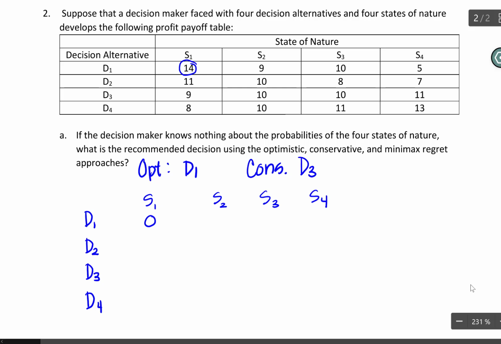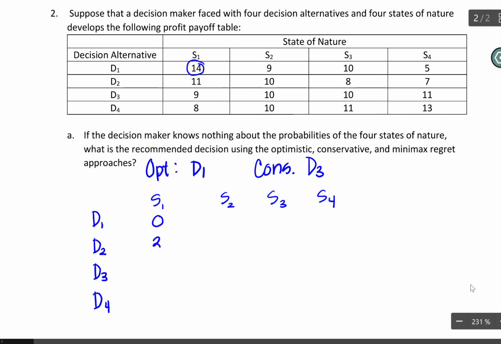However, if we went with decision alternative 2 and state of nature 1, we only got 11, but we could have gotten 14, so we missed out on 3. 14 minus 11 is 3. If we had gone with decision 3, 14 minus 9 is 5. Decision 4, 14 minus 8 is 6.